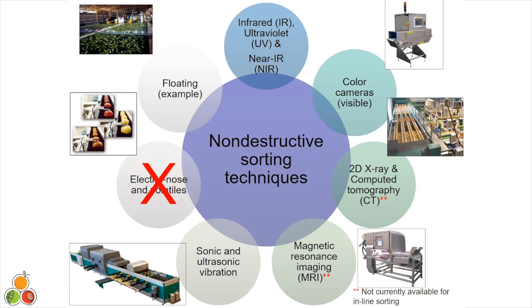We have the oldest way of sorting products. You see this all around the world: floating, where healthier, denser products tend to sink in comparison with products that have void spaces. Infrared, ultraviolet, and near-infrared, color, camera, visible. This is the most common. There are 2D X-ray systems that are commercially available. Computed tomography, that's what I got my PhD on, and it's not commercially available, and I don't see it being commercially available for many years. We have magnetic resonance imaging.